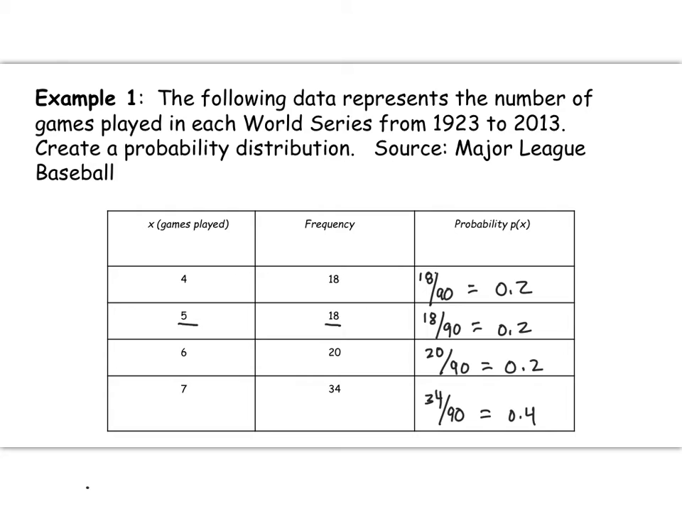And now I can check to see if this is a probability distribution. So if I look at each individual probability in this last column, 0.2, 0.2, 0.2, and 0.4 are all greater than or equal to 0, but less than or equal to 1. So one of my conditions is met. The other condition is that all of these probabilities have to add up to 1. So when I check that, 0.2 plus 0.2 plus 0.2 plus 0.4 does indeed add up to 1. So this is a probability distribution.